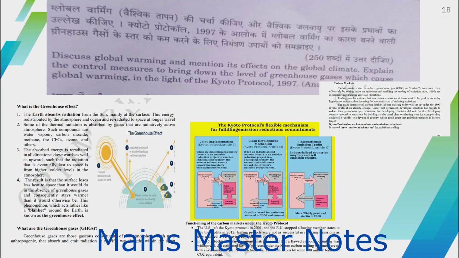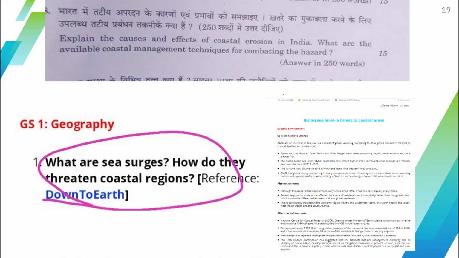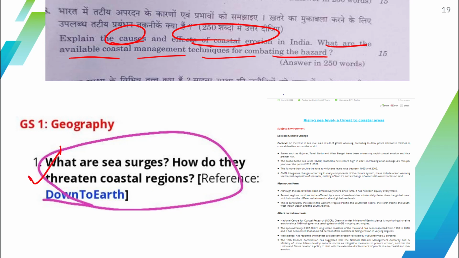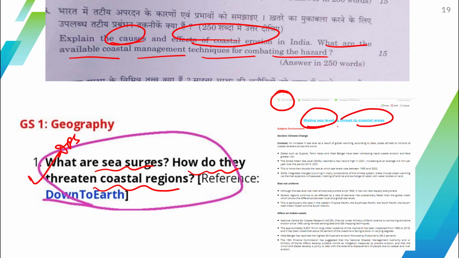Okay, next question. Explain the causes and effects of coastal erosion in India. What are the available coastal management techniques in combating the hazards? This was an expected question, and I have covered this in the DPS discussions. You can see here: what are coastal surges, how do they threaten the coastal regions, and you can see here June 3, 2022, directly: rising sea levels a threat to coastal areas.